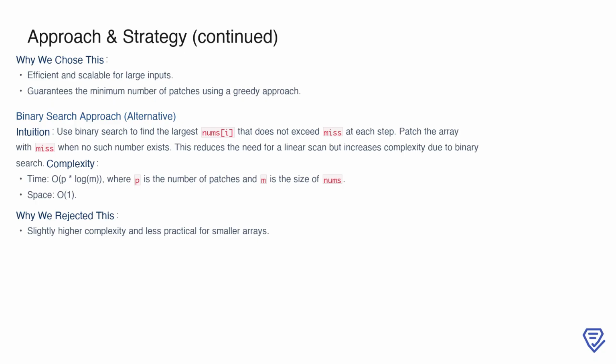While exploring alternatives, we also considered a binary search approach. This method uses binary search to find the largest number in nums that does not exceed miss at each step. If no such number exists, we patch the array with miss. Although this eliminates the need for a linear scan, it introduces additional complexity due to the binary search operations. The time complexity here is p log m, where p is the number of patches and m is the size of the array. While effective in some cases, this method has slightly higher complexity and is less practical, especially for smaller arrays where the linear scan of the greedy approach is already efficient. For these reasons, we prioritize the optimized greedy approach.